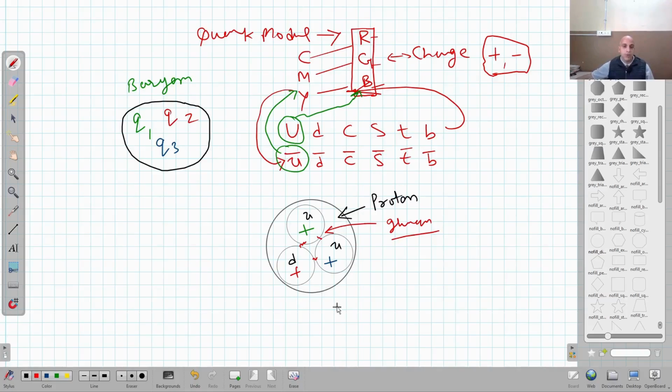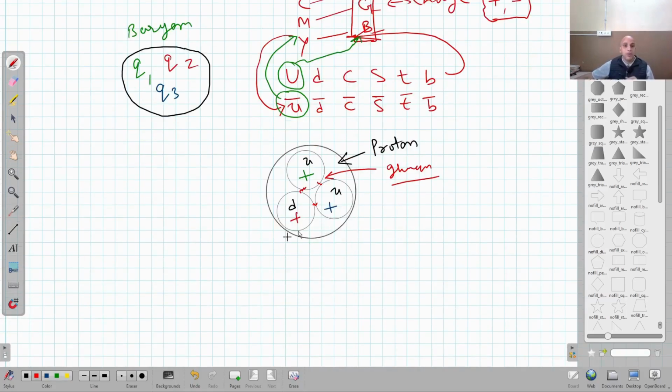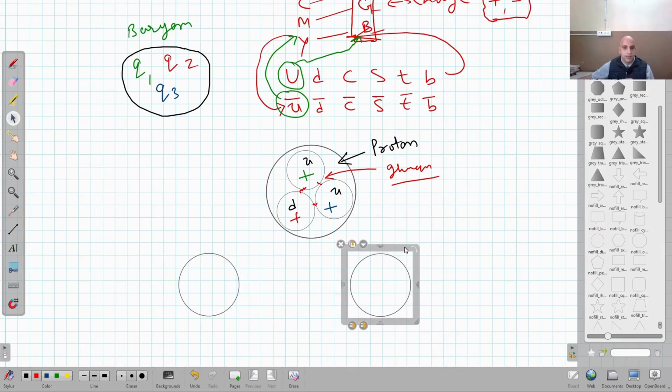Now I am showing you how the interaction between 2 quarks takes place inside the hadron. So for that, again, let's consider, sorry, I have this one quark, let this be another quark, right?